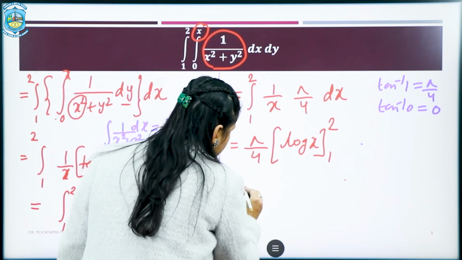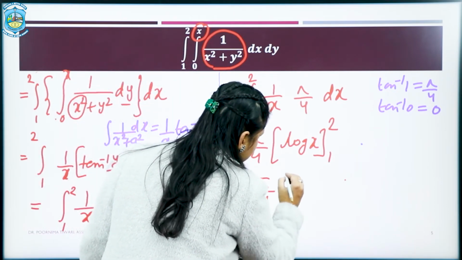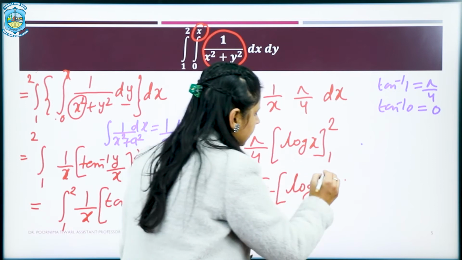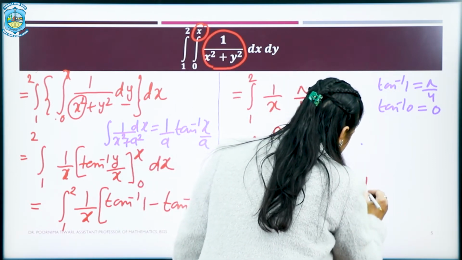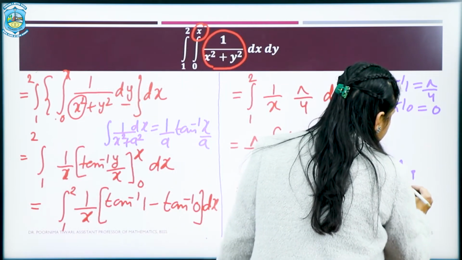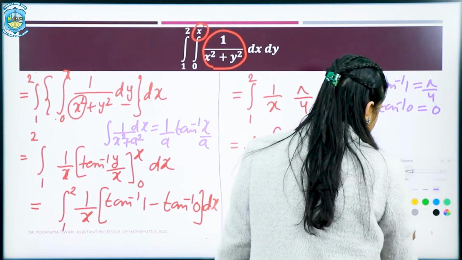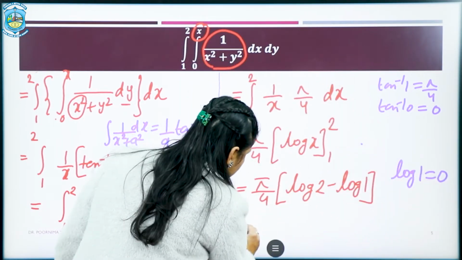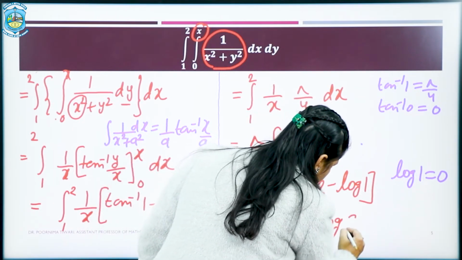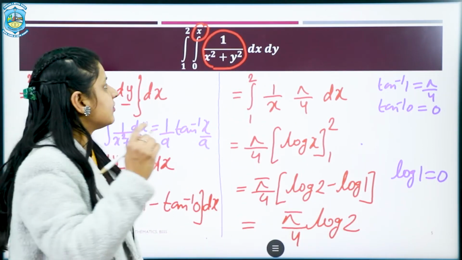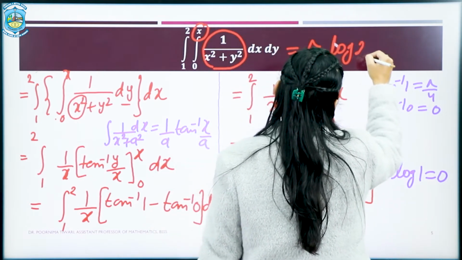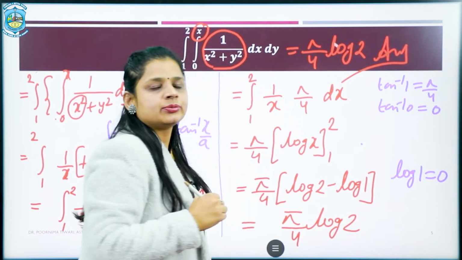When we apply limit, this pi by 4 as it is, first we apply upper limit, we will get log 2 and then we will apply lower limit, we will get log 1. We know value of log 1 is 0. So, this integral is pi by 4 log 2. Thus, we get value of this integral is pi by 4 log 2, that's our answer.